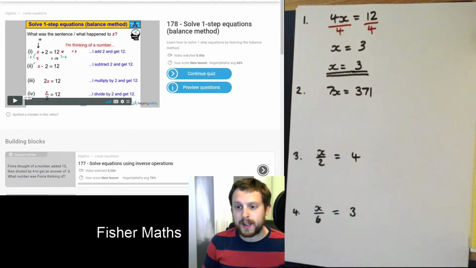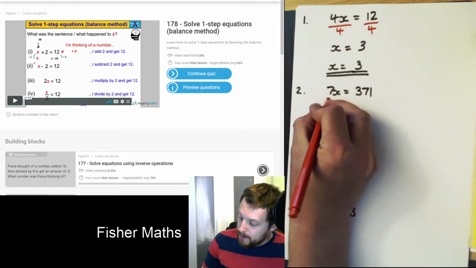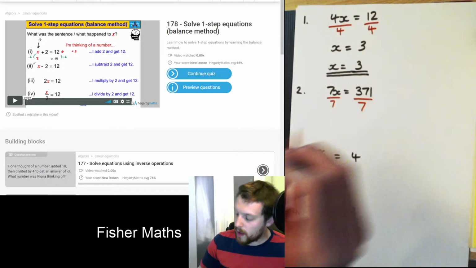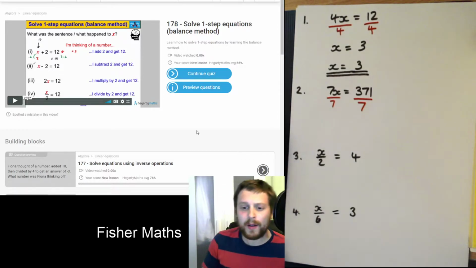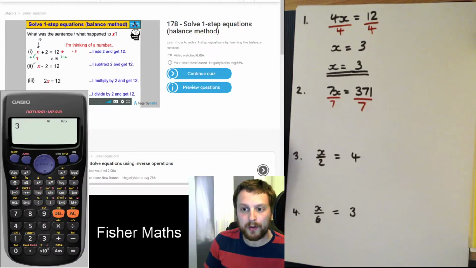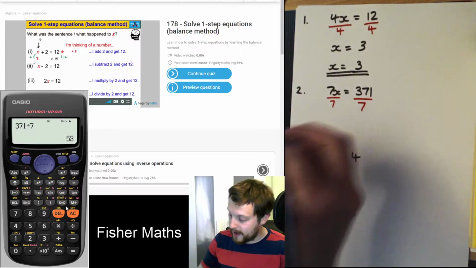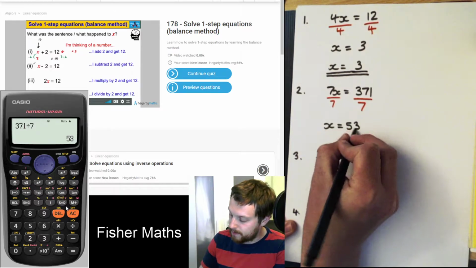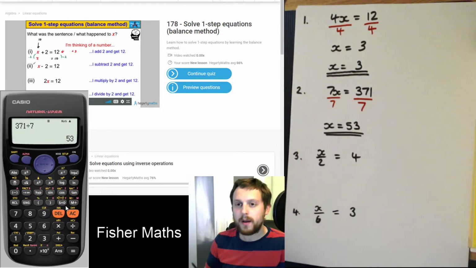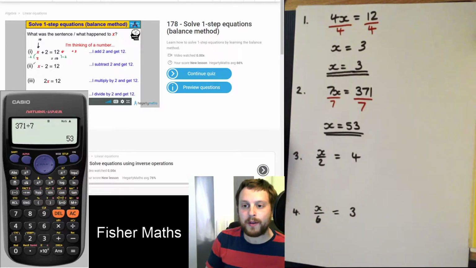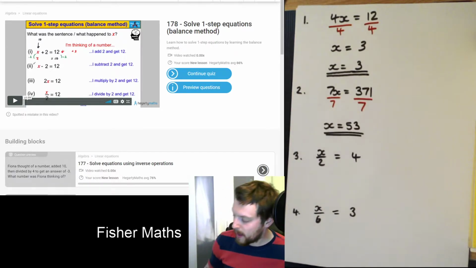7x equals 371. I need to divide both sides by 7. I might use the bus stop method, or since I'm at home, I can get away with using a calculator. 371 divided by 7 is 53. So my final answer here is x is 53. I can also put a calculator on the screen, so sometimes that'll come in useful.